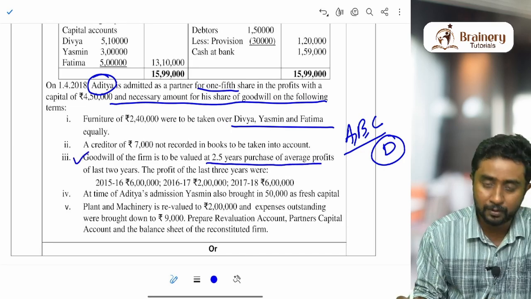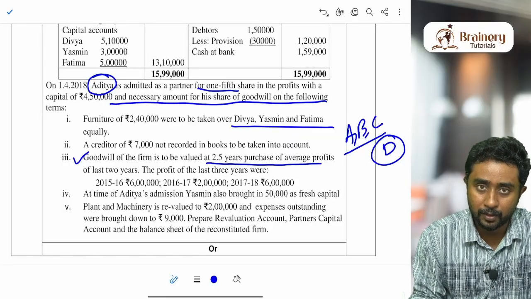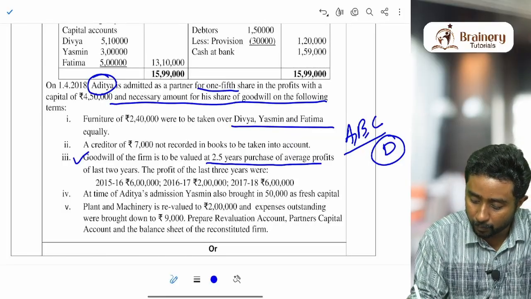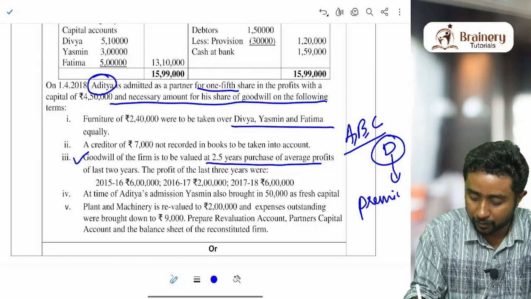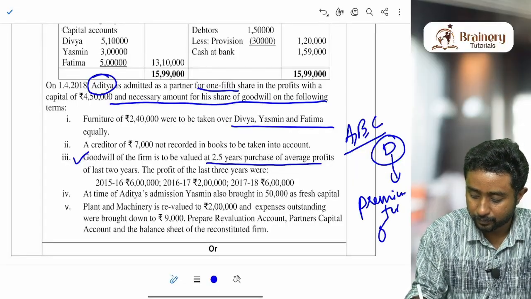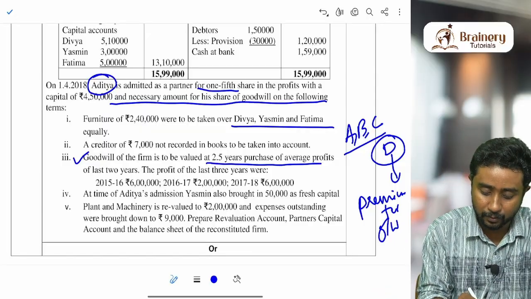Why do we need this goodwill? In the introduction part I told, because based on this goodwill only we can calculate how much compensation D should bring. What is the name of the compensation? Premium for goodwill. Premium for goodwill. So for calculating that, first we need to calculate the goodwill of the firm.